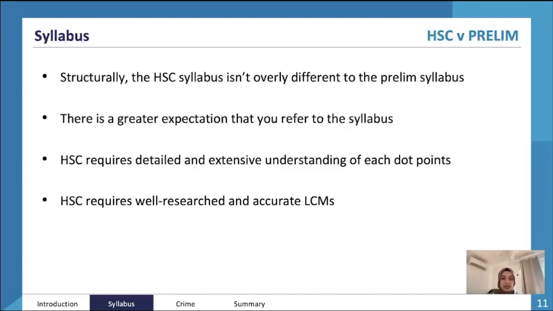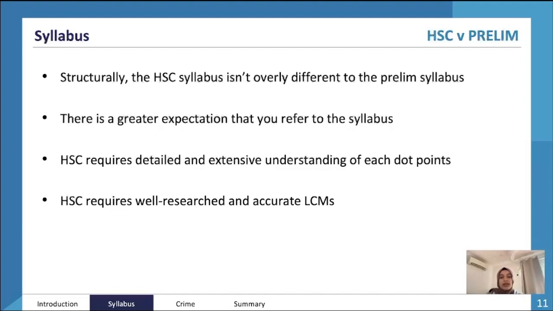There is a greater expectation that you do refer to the syllabus in the HSC, because when you start going through HSC exams, you see every single question is from some part of the syllabus. So knowing the syllabus, I cannot emphasize enough how important it is to know it, to understand it, to memorize it, and to make sure that you know the content for every single dot point that there is.